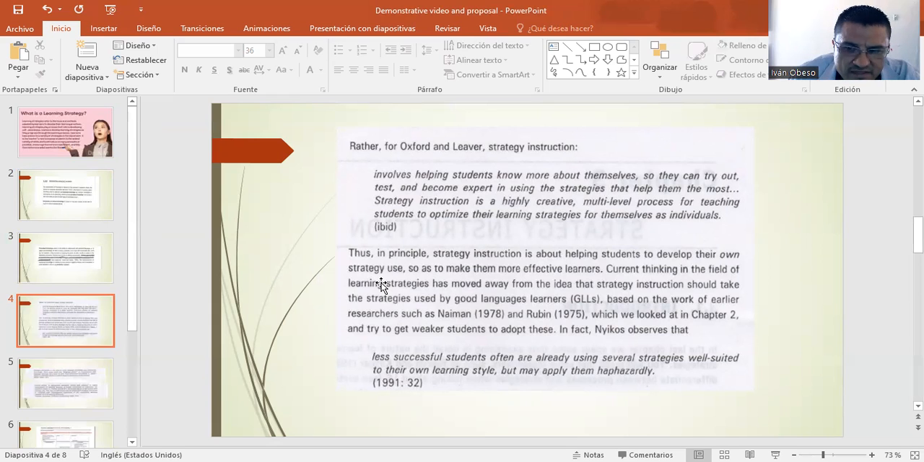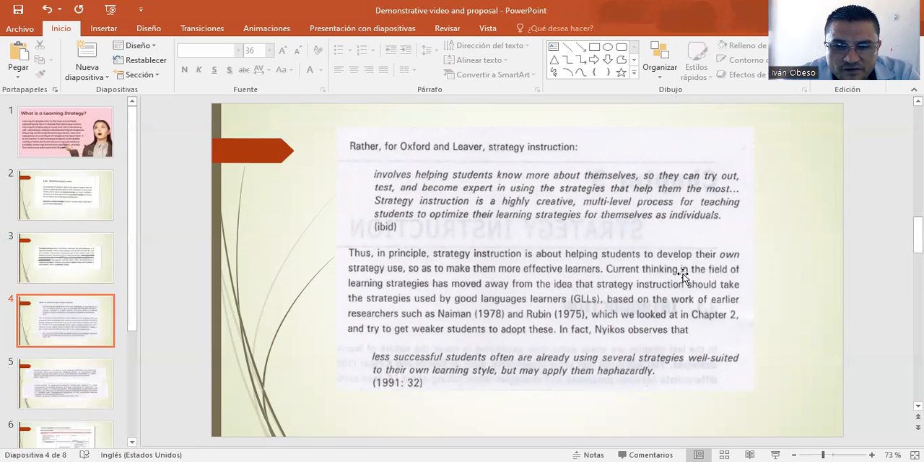This says that we as teachers have to look for the ways students learn better, so that way we could encourage them to use or to find a better learning strategy for them. Okay? I continue. Thus, this principle is about helping students to develop their own strategy use so as to make them more effective learners.